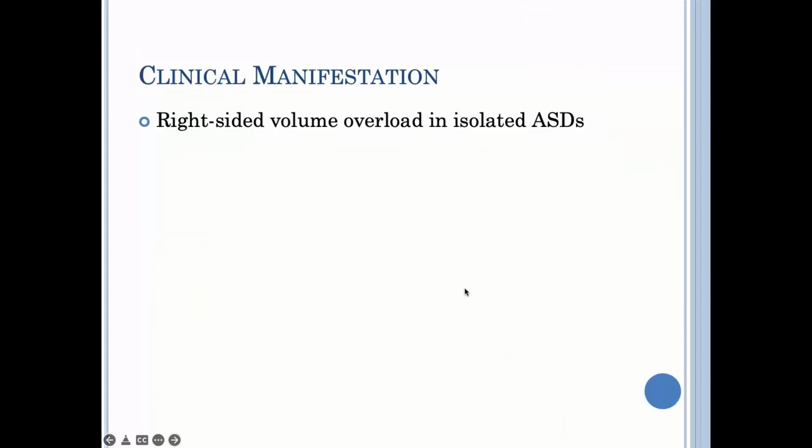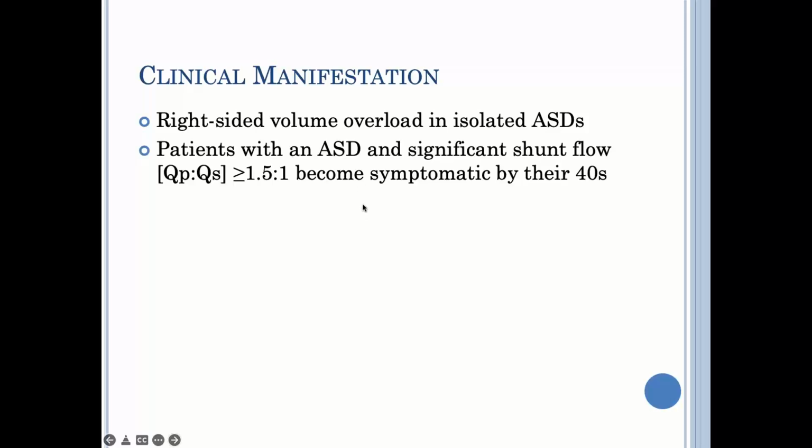So just briefly, in terms of clinical manifestations, the type of pathophysiology that might develop from ASDs is right-sided volume overload in isolated ASDs, as the blood essentially flows from left to right into the eventually the pulmonary circulation back to the left side. Patients with ASD can develop significant shunt flow. I won't go over shunt assessment in detail, but generally a ratio of pulmonary flow to systemic flow more than 1.5 is thought to be significant.